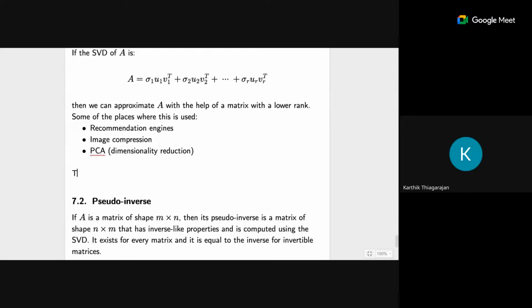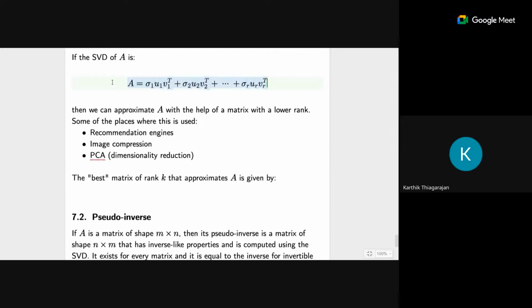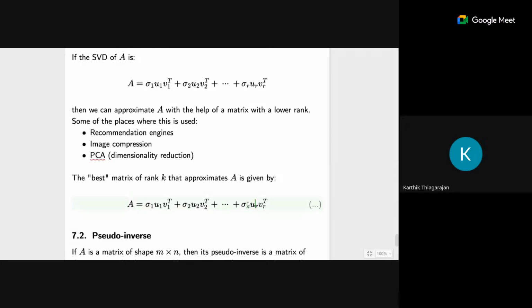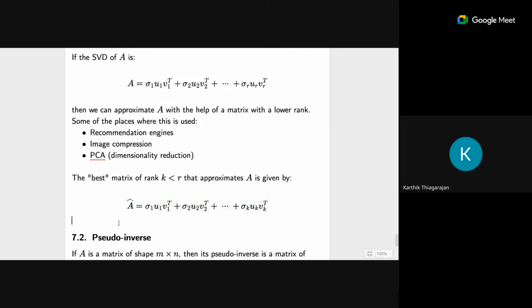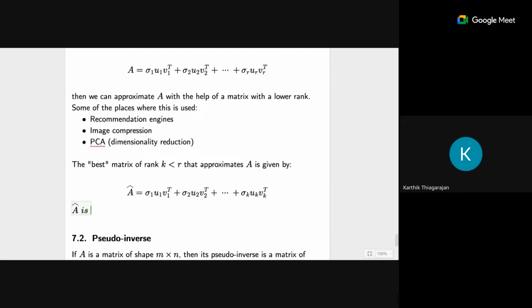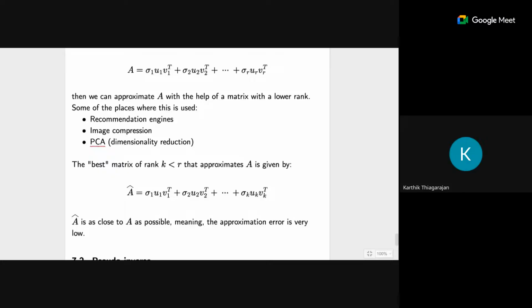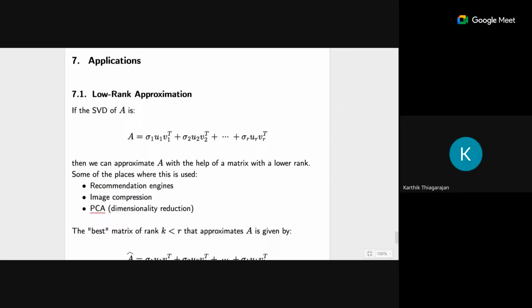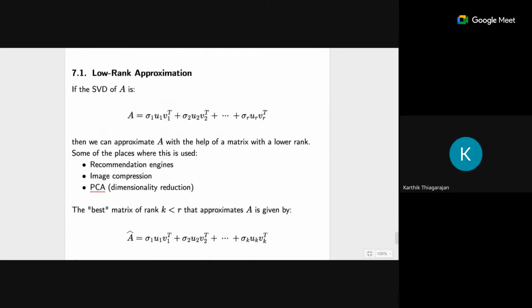If I state this, the best matrix of rank K that approximates A, what best means I haven't defined, it's not needed now, is given by the following. You take the SVD of A, you only retain the top K singular values and throw away the rest. Then this is A hat, an approximation of A. It is best in some sense. In what sense? A hat is as close to A, the original matrix, as possible, meaning the approximation error is very low. I know that I have not given you enough information here, but this is just to give you a sense of where SVD is used.